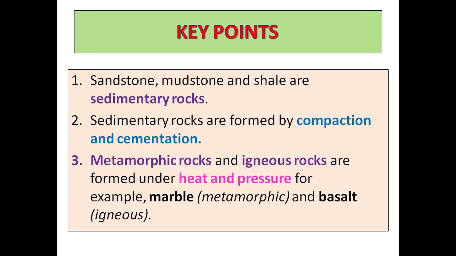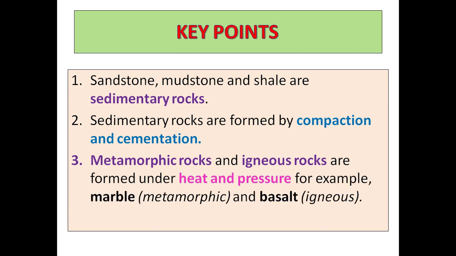Alright, so let us look at these key points. Key point number 1, sandstone, mudstone, and shale are sedimentary rocks. Number 2, sedimentary rocks are formed by compaction and cementation. Number 3, metamorphic rocks and igneous rocks are formed under heat and pressure, for example marble, which is a metamorphic rock, and basalt, which is an igneous rock. So we have 3 main types of rocks: sedimentary, metamorphic, and igneous. The basic soil particles, sand, silt, and clay, are formed from sedimentary rocks.